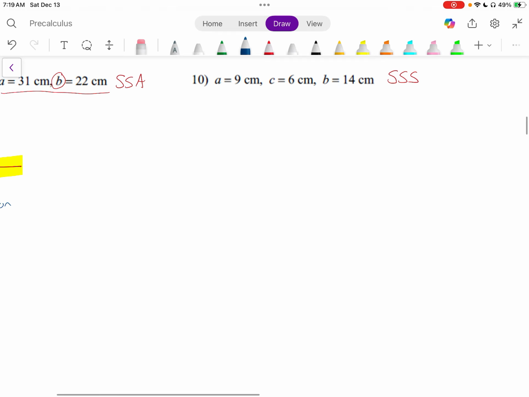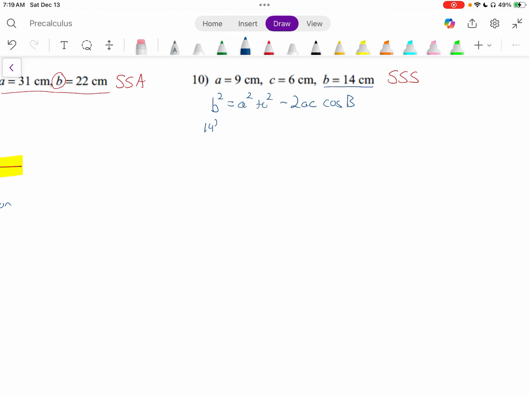All right, number 10 is side-side-side. That is law of cosines. And now what we've been doing, what we've mentioned, is try to find the biggest angle first. So our biggest angle is across from the biggest side. So we're going to use the form of the law of cosines, b squared equals a squared plus c squared minus 2ac cosine of angle B. And we'll start plugging in here.